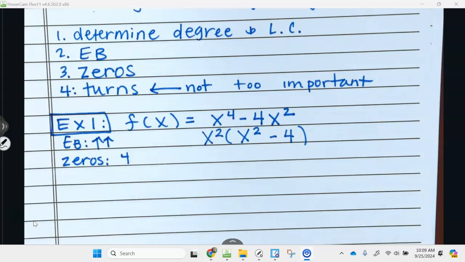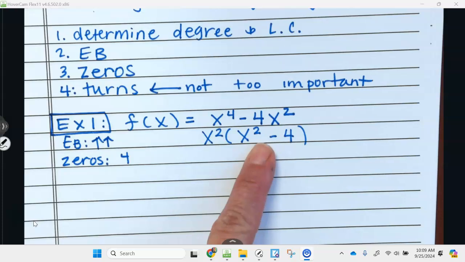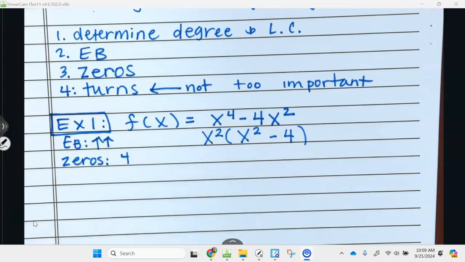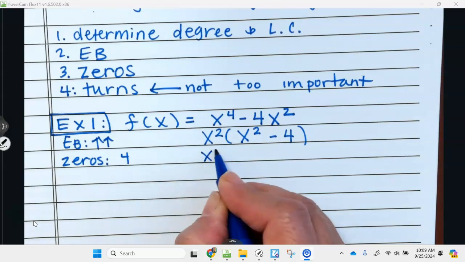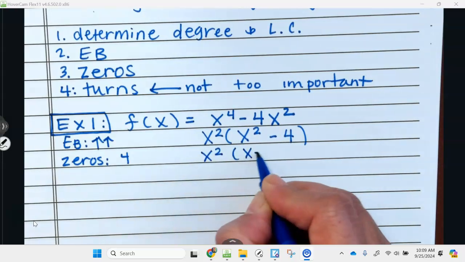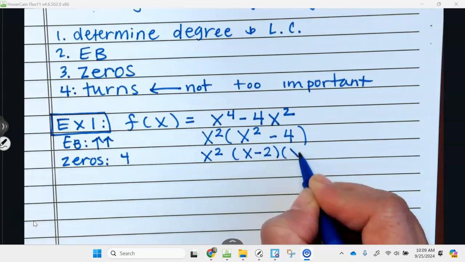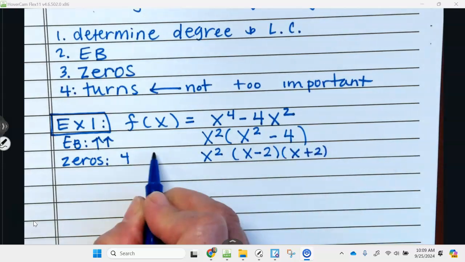All right, so we factored out x squared, but are we done factoring? What's this? That's right, good job. So when I write this in fully complete factored form, this is what it's going to look like.